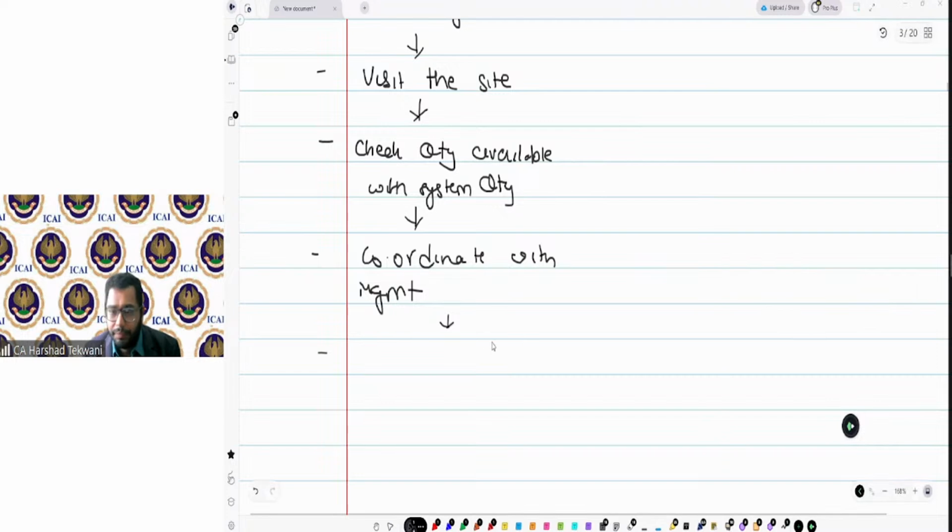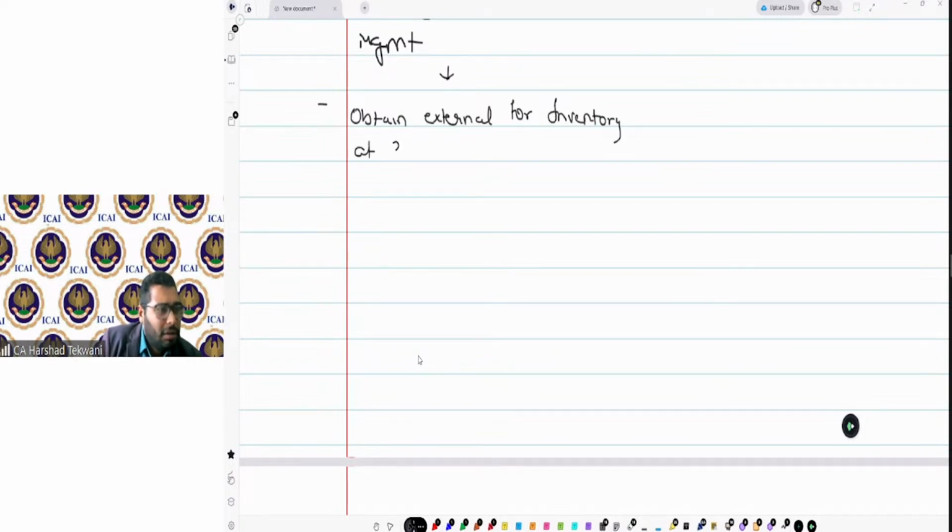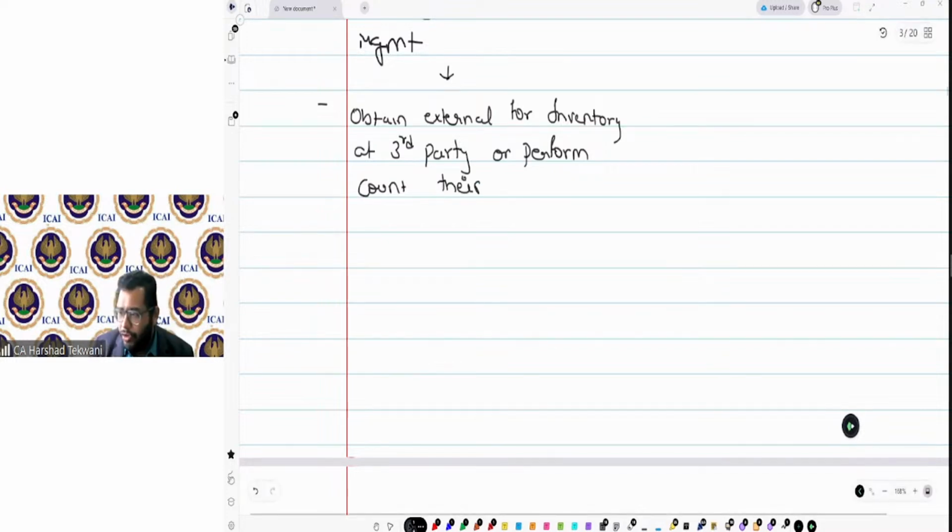Very good, Tanisha. Obtain external confirmation for inventory at third party, or perform count there. Fine. Very good. What else?